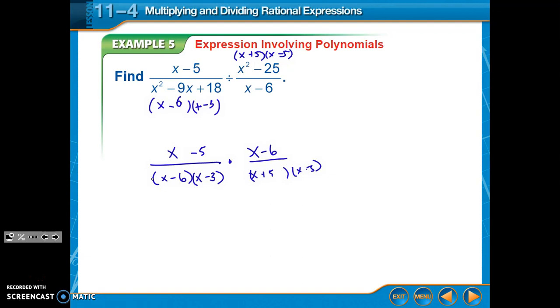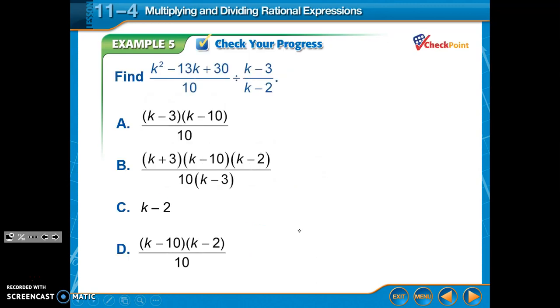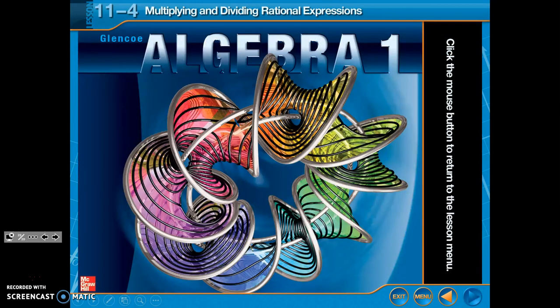And then I'm going to go through and cancel whatever I can. So x minus 6 cancels, and x minus 5 cancels. I'm left with 1, and there's nothing on top, so it's just 1 over x minus 3 times x plus 5. And that's that. You guys try this one. And that is the end of 11.4.